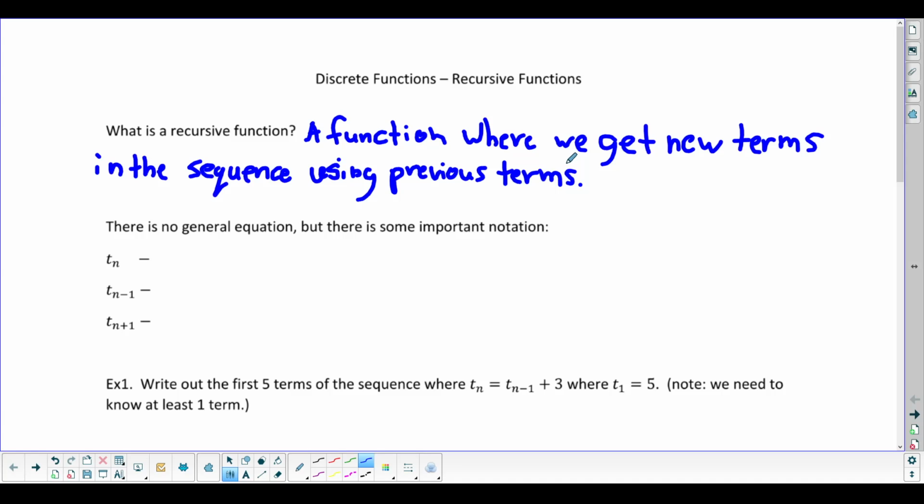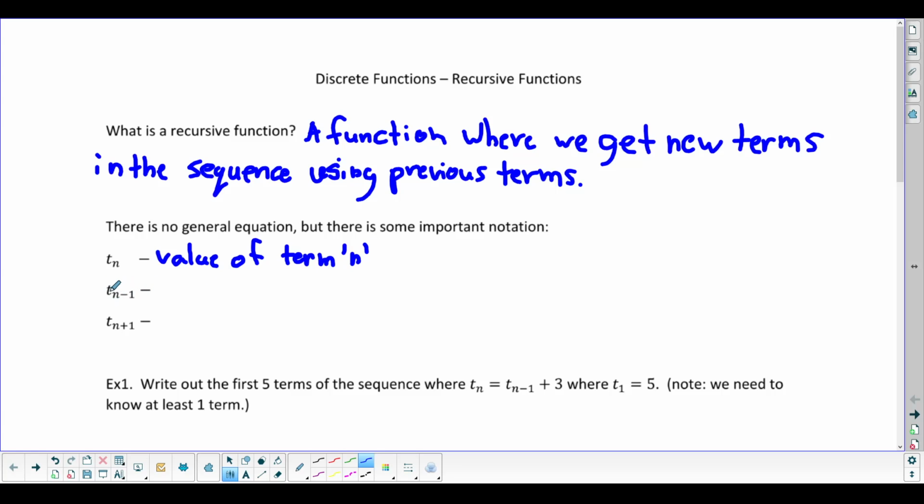Okay, so a few things to note. There's no general equation for recursive functions, but there are some notation things that are really important. So let's look at those for now. t subscript n is term n, and that's the same as has been up until now. So that's the value of term n.